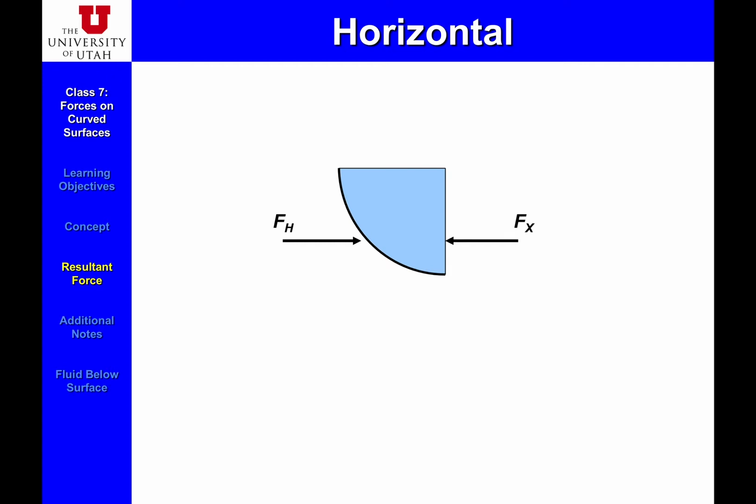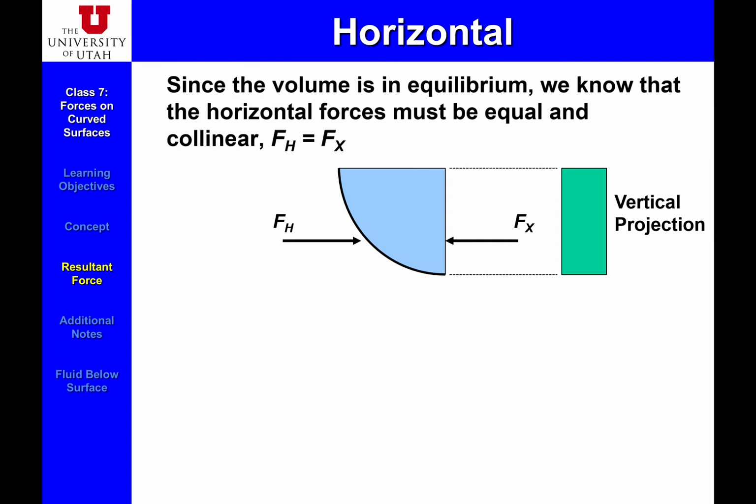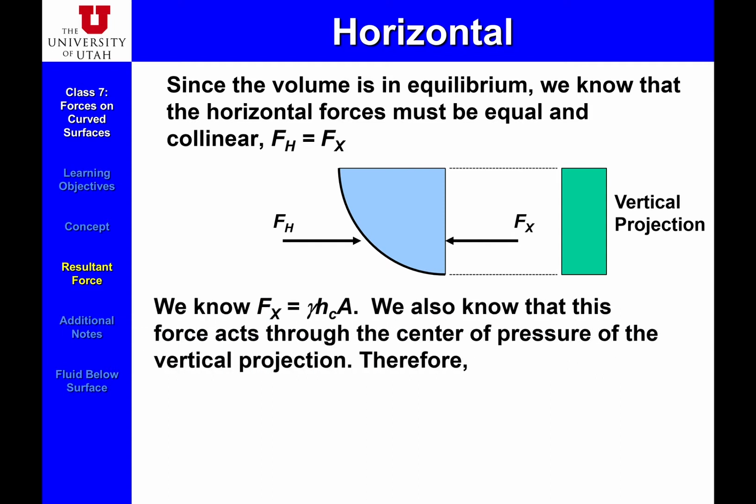Okay, so let's talk about how we handle the horizontal force. So we have that drawn here. We have the horizontal force. We have Fx acting in the opposite direction, and we have to consider the vertical projection of that horizontal plane that we're looking at. Just like you considered that when you calculated the cross-section area in the inclined and vertical planes. So when we look at this and we sum the forces in the x direction, we end up with Fh is equal to Fx.